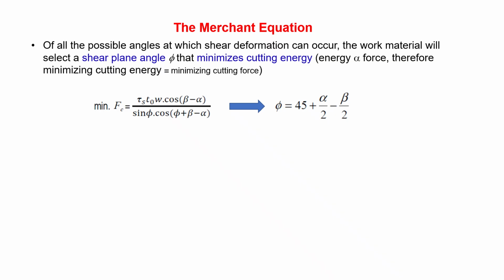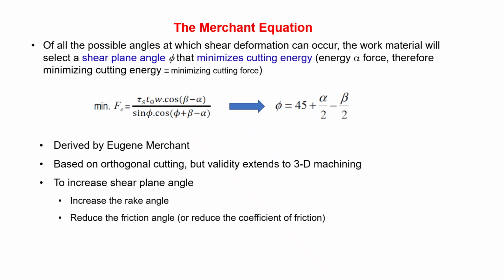We have what we call the Merchant equation. Of all the possible angles at which shear deformation can occur, the work material will select the shear plane angle, phi, that minimizes cutting energy. So the higher value for phi is going to give me less energy during the cutting operation. The equation says that the phi value should be equal to 45 degrees plus alpha divided by 2 minus beta divided by 2.